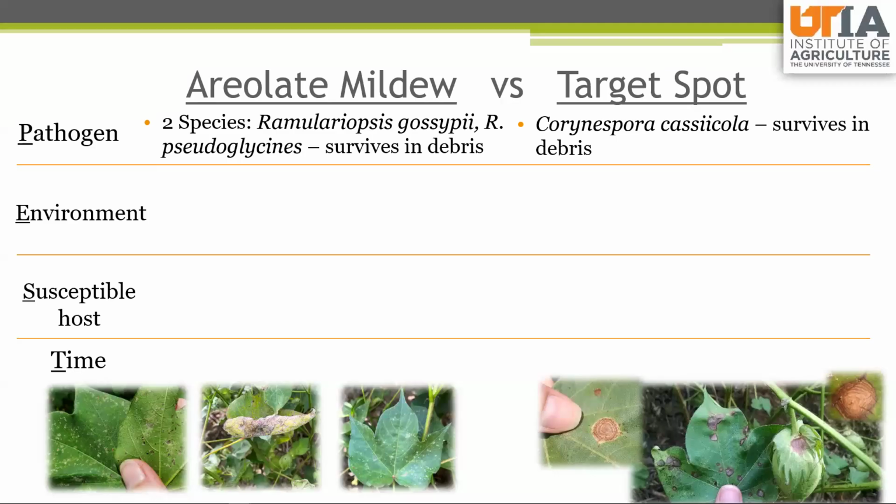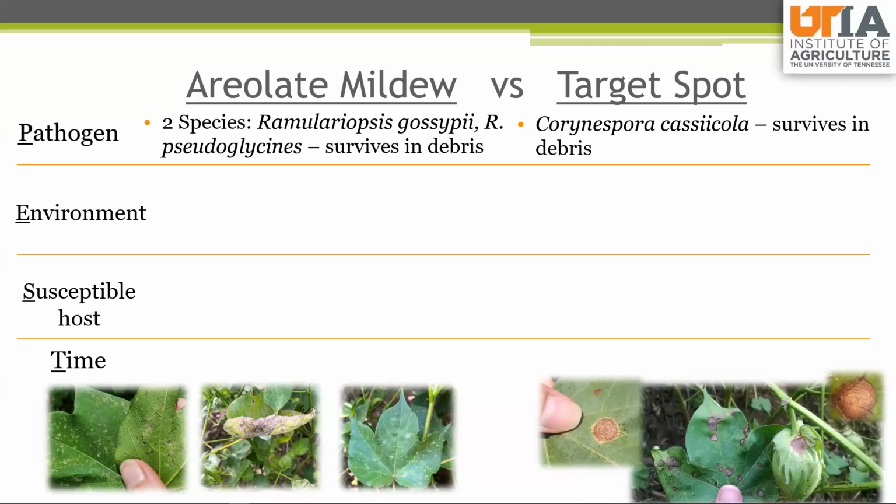Both of the pathogens that cause areolet mildew, as well as the one that causes target spot, survive mainly in the previous year's debris. So again, note if you had either of these diseases the previous year. When you go back to those fields, either the next season with cotton again, or even when you do rotate, keeping good records of what you saw will help you know what you should be scouting for in the coming season.